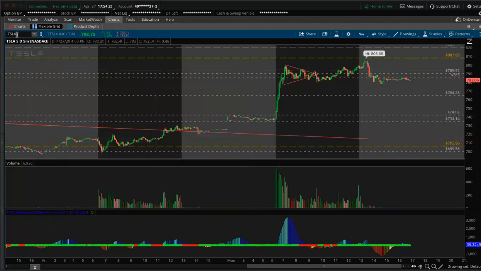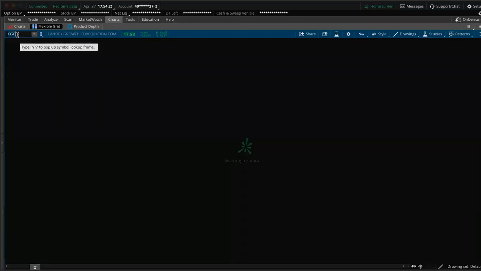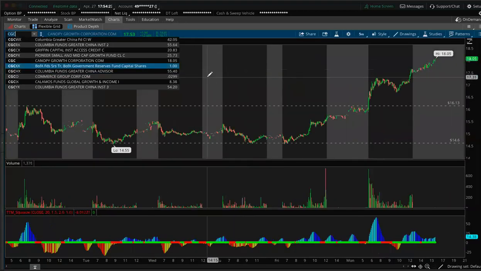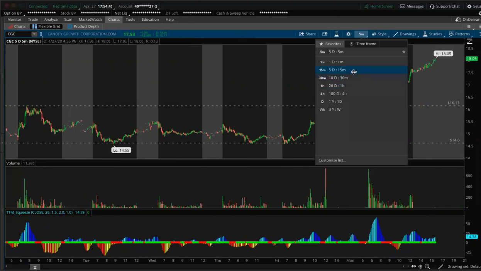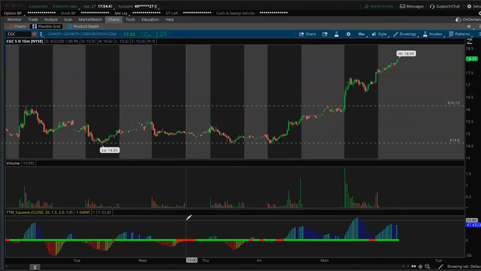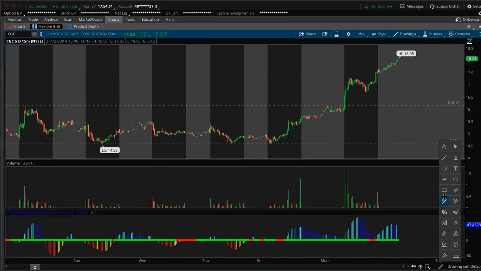Okay, so let's go to CGC now. I actually signaled Tesla swings, Home Depot, which ran up about $10, AXP, and US Steel too. We signaled that over the weekend. So I'm going to show you an example on CGC. Here's CGC. Let me go to the 15-minute, it might look better. On the 15-minute, you can already see something.